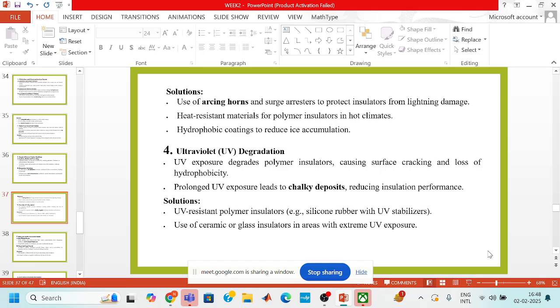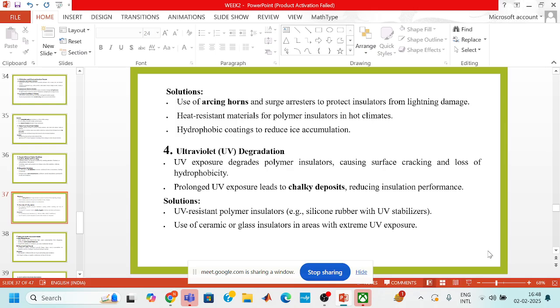And we use heat resistant material for polymer insulators in hot climates, and hydrophobic coating to reduce the ice accumulation. Now, the fourth environmental factor is ultraviolet degradation. The main exposure of UV is on polymer insulators, which causes surface cracking and loss of hydrophobicity. Prolonged UV exposure leads to chalky deposits, reducing insulation performance.